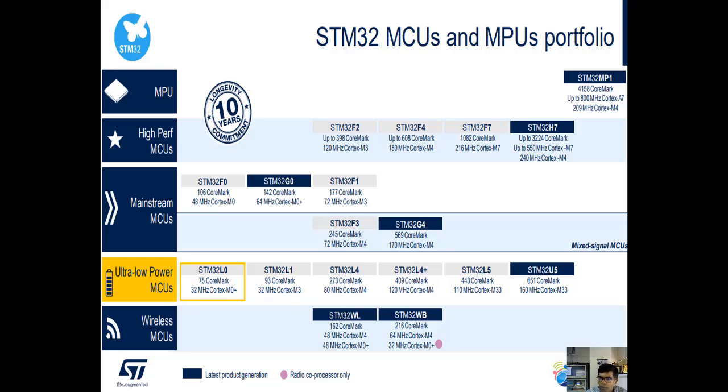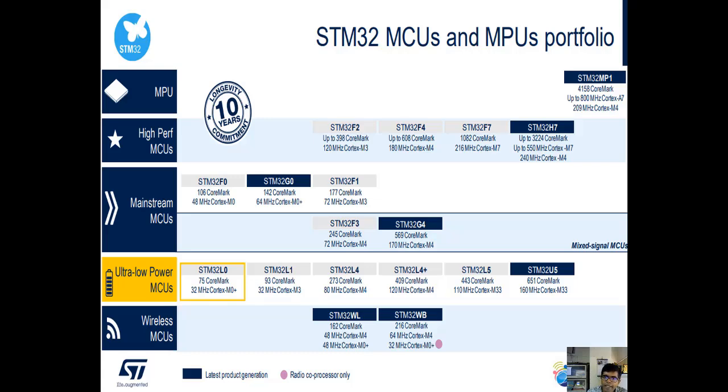Generally the ultra low power series operate at low frequency, starting from 32 megahertz up to 160 megahertz, and the 32 megahertz is generally with M0 and M0 plus, and M3 and M4 series controllers are available. The latest series like M33 is also available in ultra low power. So depending upon the target applications, people can select the controllers.